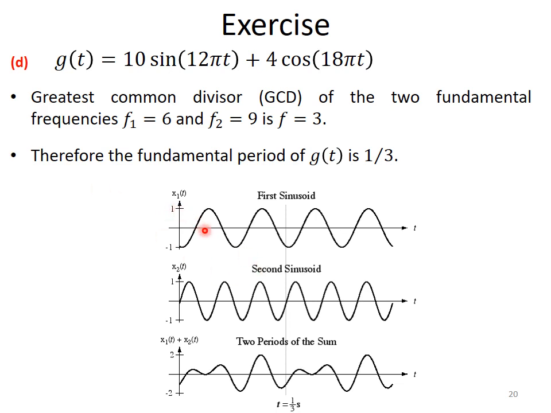Pictorially, this is the first sinusoid having frequency 6 hertz, this is the second sinusoid having frequency 9 hertz, and this is the sum of these two, having time period 1 upon 3 seconds or frequency 3 hertz. So it repeats itself after every 1 upon 3 seconds.